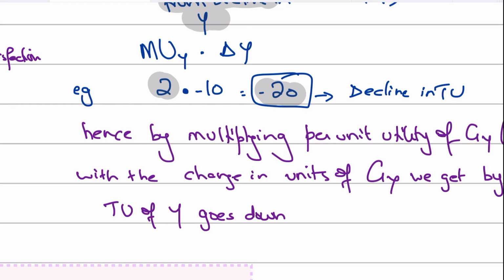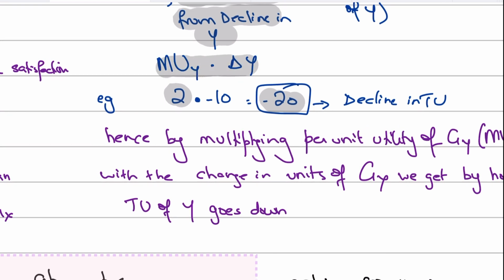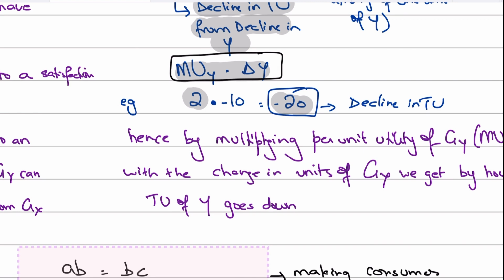So what we're saying over here is that the decline in total utility by consuming less of Y has to be met by an increase in total utility by consuming more of X. But we know that MUy multiplied by the change in Y is going to tell us how much my total satisfaction or total utility has declined by consuming less of Y. So this is one thing that you guys need to remember, okay?